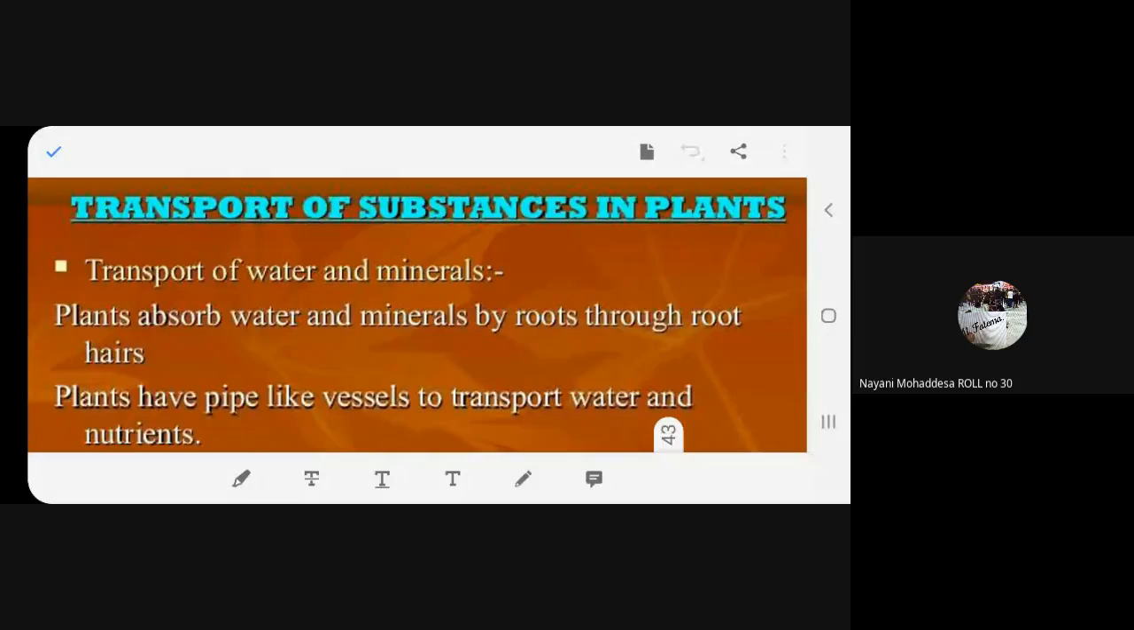Yes, Mudisa. Transport of substances in plants. Transport of water and minerals. Plants absorb water and minerals by roots through root hairs. Now, this much. Do you want me to explain again?